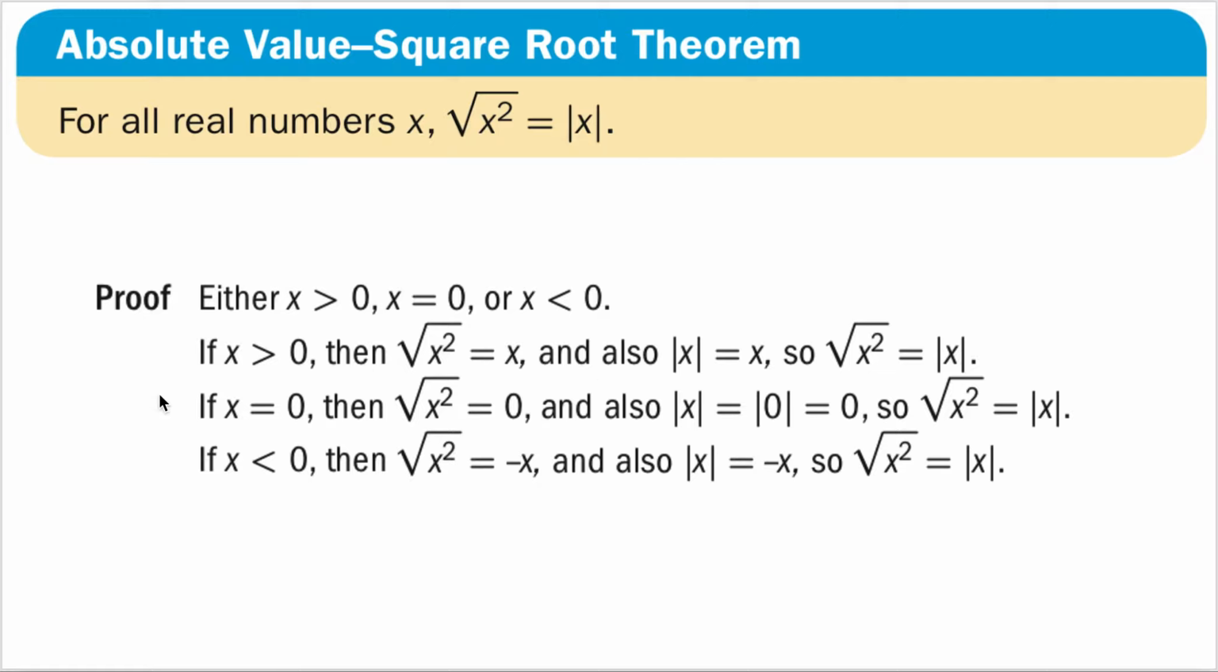Second scenario: if x is equal to 0, then the square root of x squared is equal to 0, and also the absolute value of x is equal to 0. So 0 is equal to 0 according to the reflexive property. Then 0 is equal to the absolute value of x, and 0 is equal to the square root of x squared. Then we use the substitution property of equality, so the square root of x squared is equal to the absolute value of x. So the second scenario is proved.